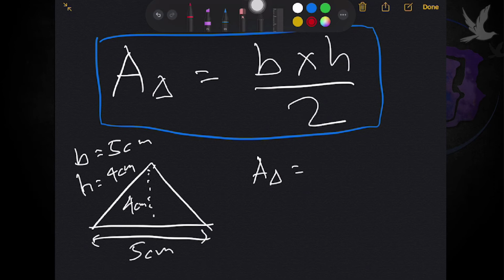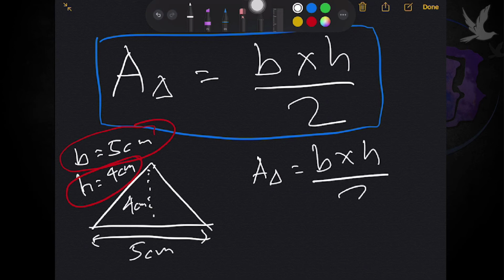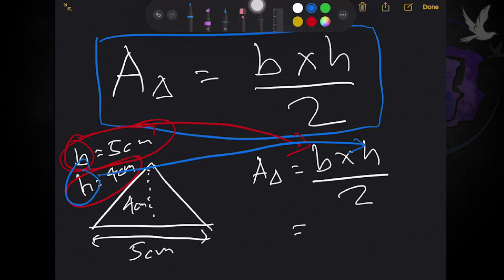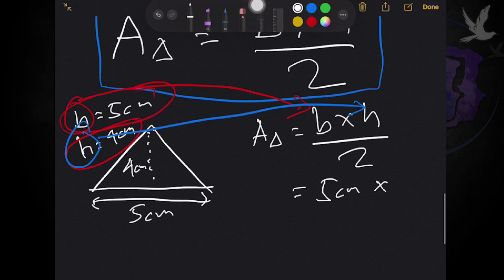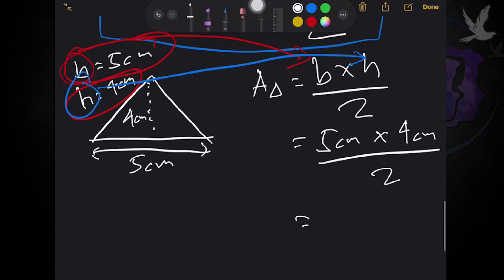It is very important for you to identify. It will be easier for you, especially if you are a beginner. So base times height. Just substitute the values in the formula. Base should go there and height should go there. What is our base? 5 centimeters. Multiplied by what? Your height. Not your height, the triangle's height, which is 4 centimeters, over 2. What is 5 centimeters times 4 centimeters?